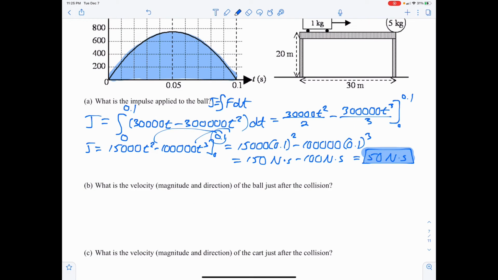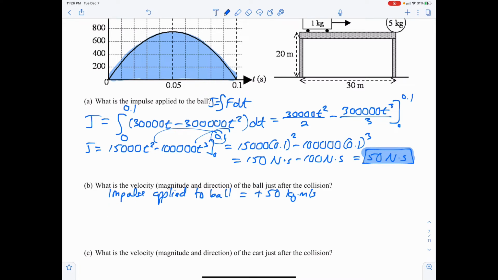What is the velocity, magnitude and direction, of the ball just after collision? Well, the ball has a positive impulse. So the impulse applied to the ball is positive 50 kilogram meters per second. Remember, you can go between kilogram meters per second and newton seconds. Those are both units of impulse. But why is it positive? Well, the ball is at rest. When the ball is hit, it gains momentum, right? It moves faster. So by gaining momentum, we have a positive impulse.